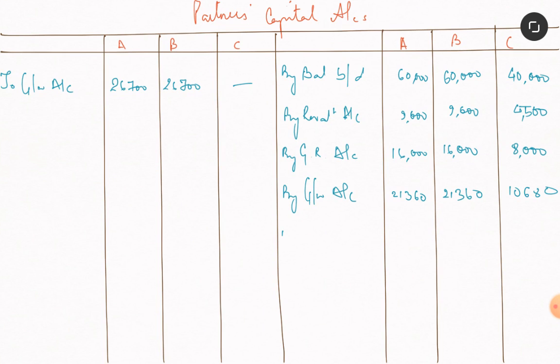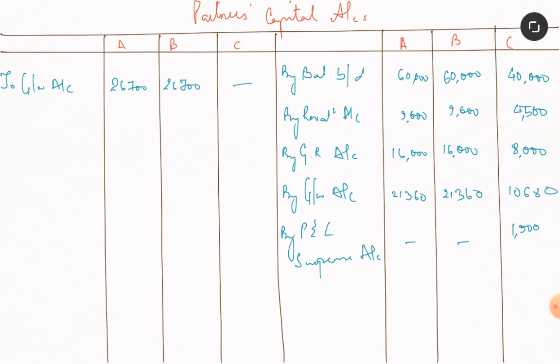So write down by profit and loss suspense account. And it was only for partner C that we calculated. So profit and loss suspense account for partner C is rupees 1,500.